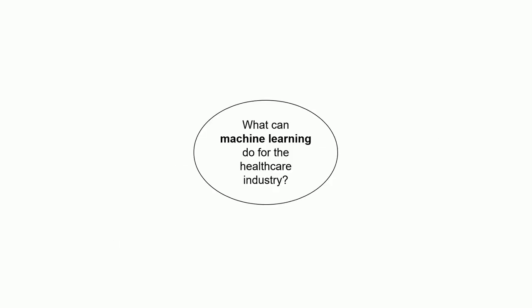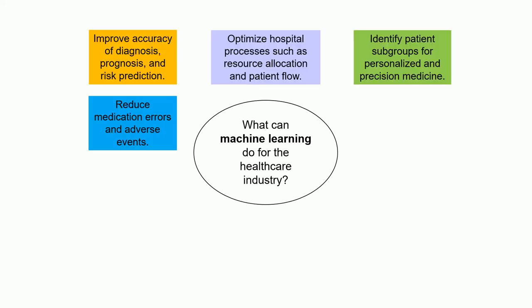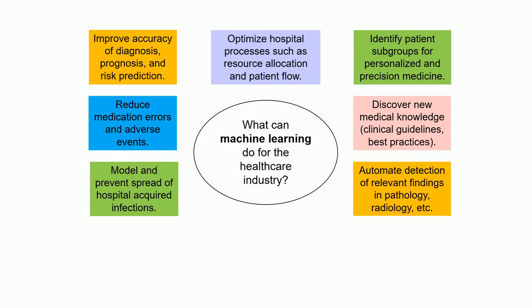So artificial intelligence can also be used in healthcare, and what AI or machine learning can do in the health industry is to improve accuracy of diagnostics and optimize hospital processes such as resource allocation. So these are a few important things.